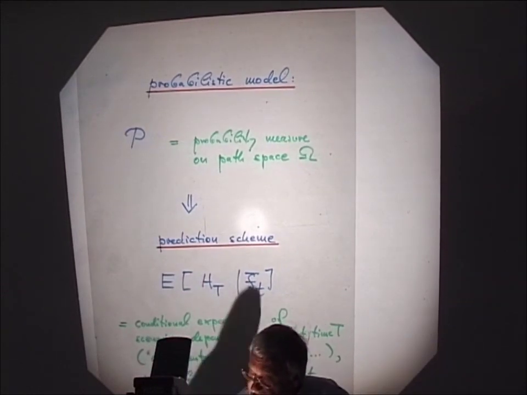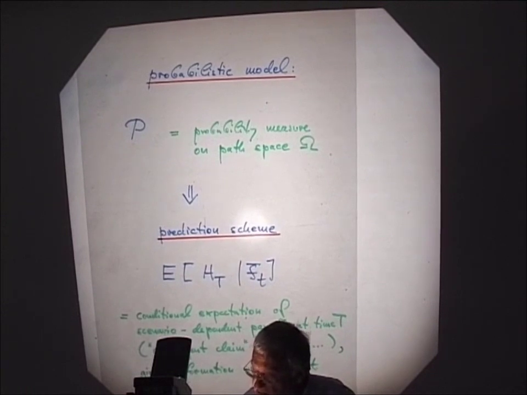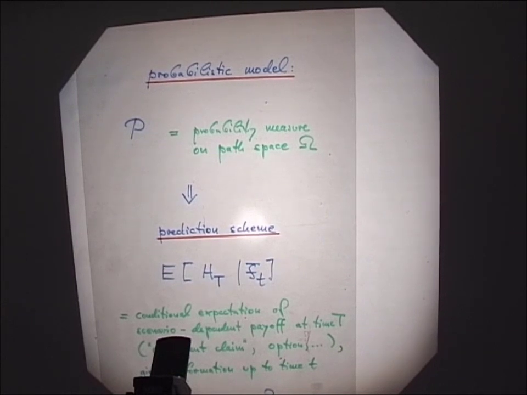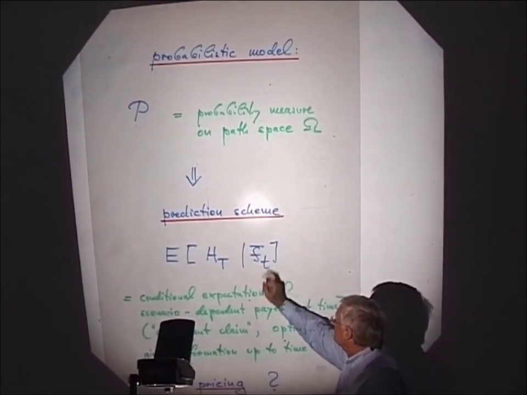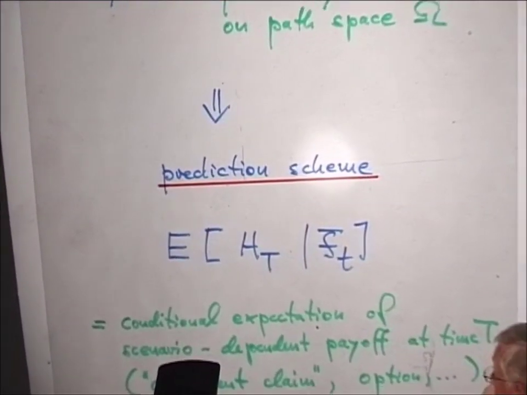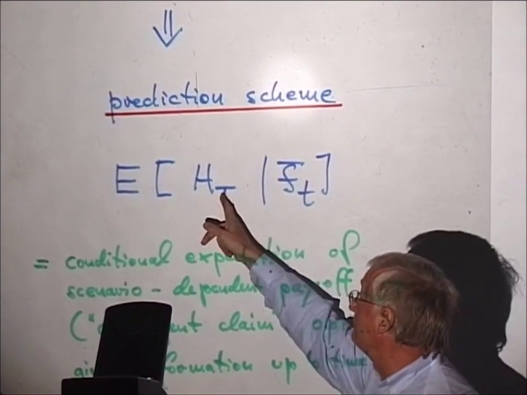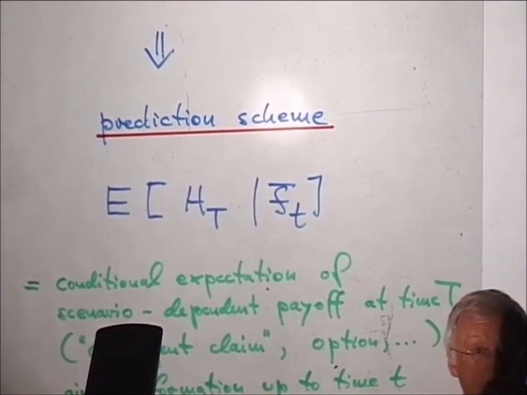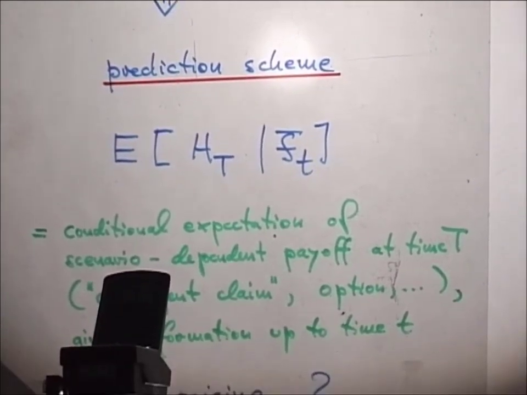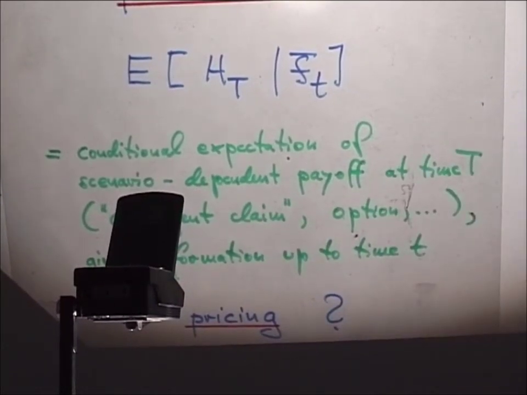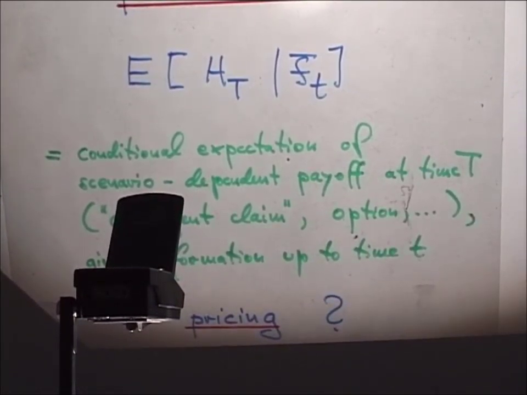In any case, once you have fixed such a probability measure, you have a prediction scheme. You can compute expectations, or conditional expectations at time little t, given the information up to time t. You can compute a conditional expectation for the payoff at the final time T of some financial contract, some financial instrument. This would be a random variable, a scenario-dependent payoff, an option for example. And in such a model, you can compute, in principle, such conditional expectations.